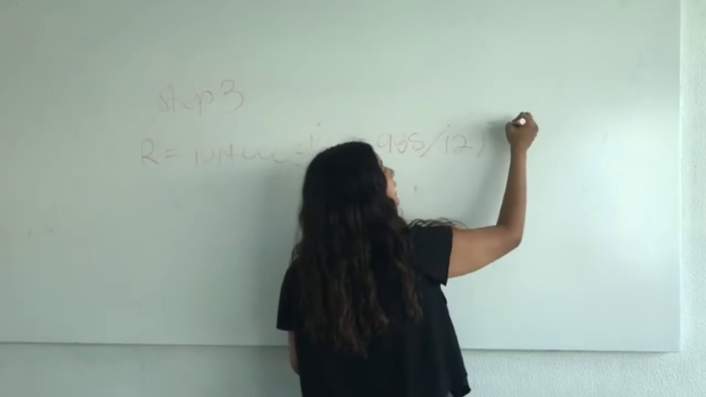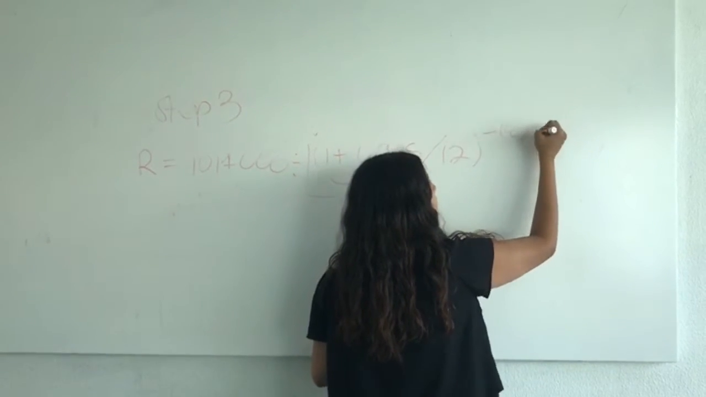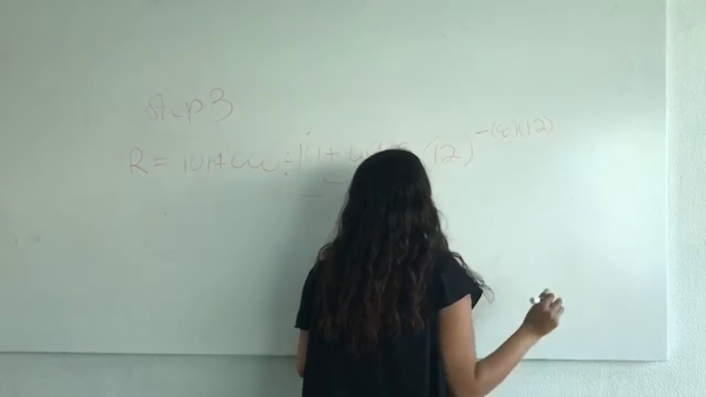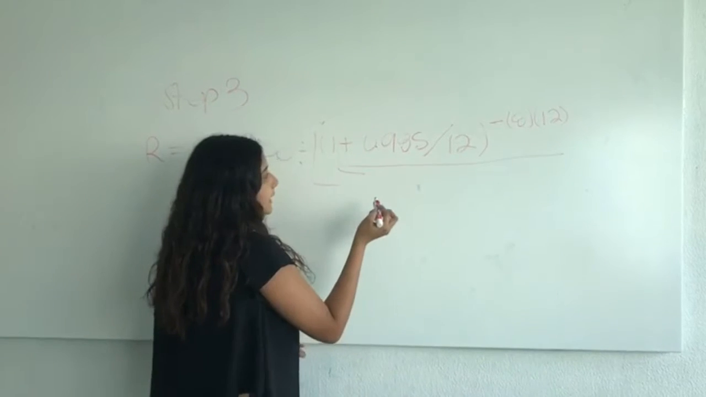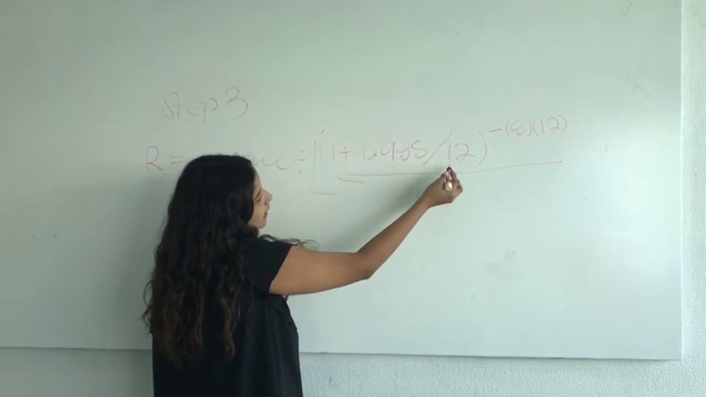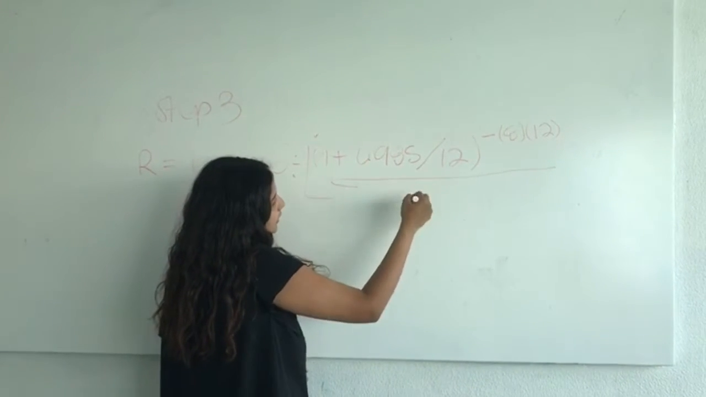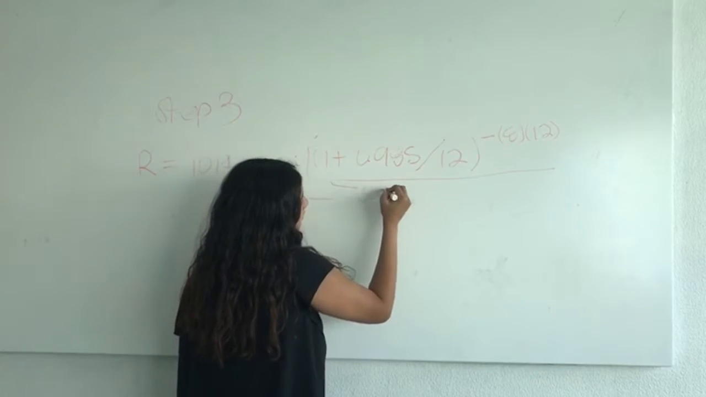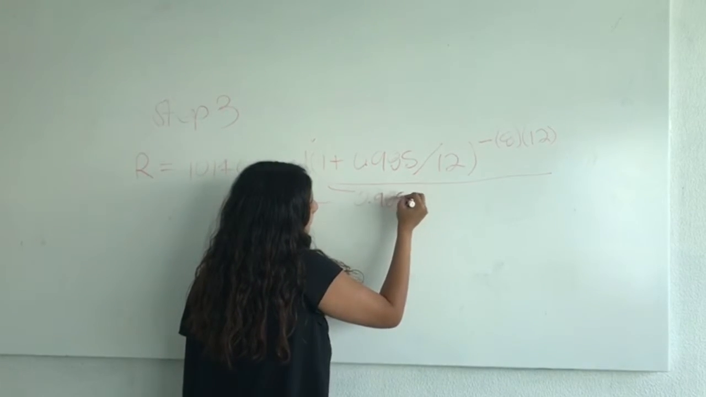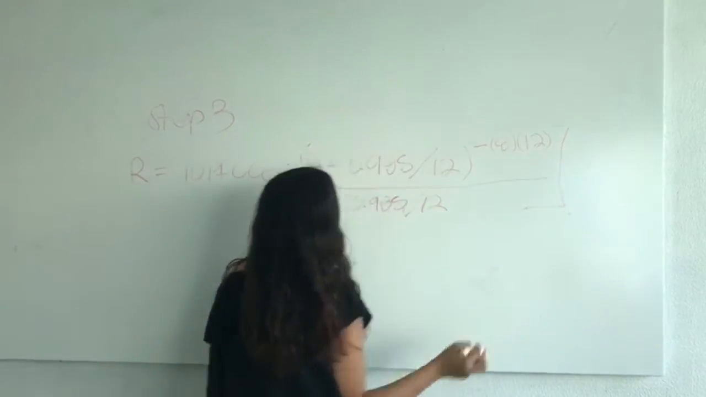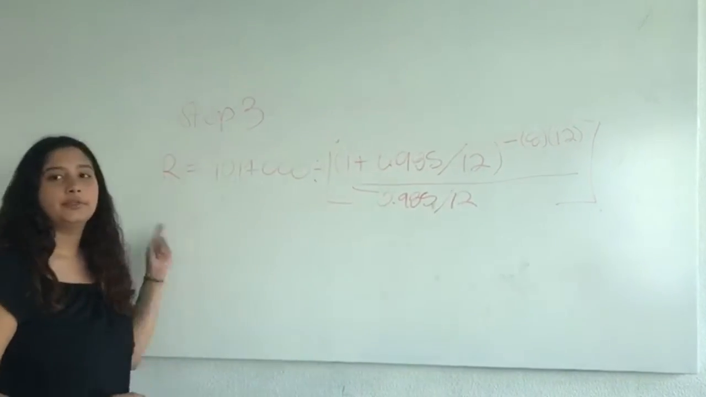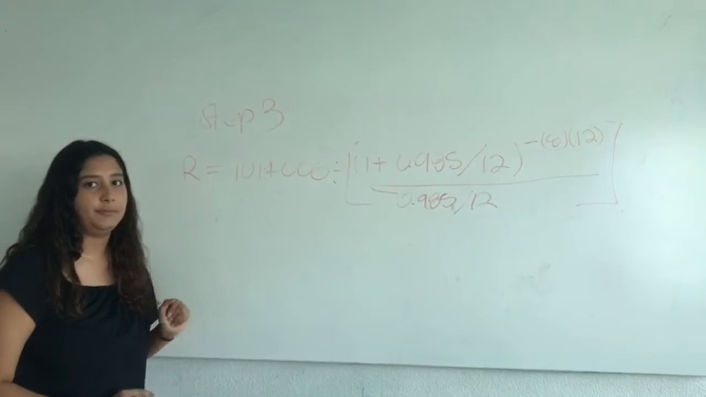So 8 times 12, and all of this again divided by the rate of interest and how it is compounded. And there we go. This is how we find R.